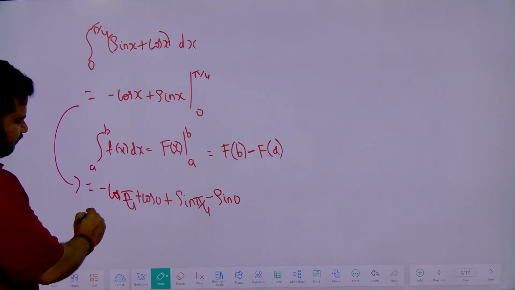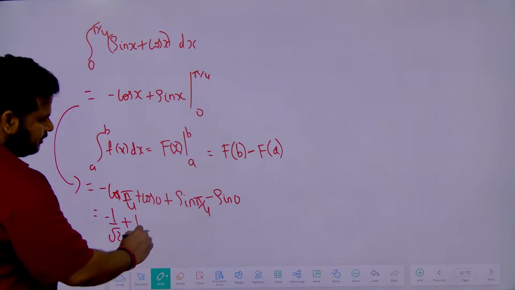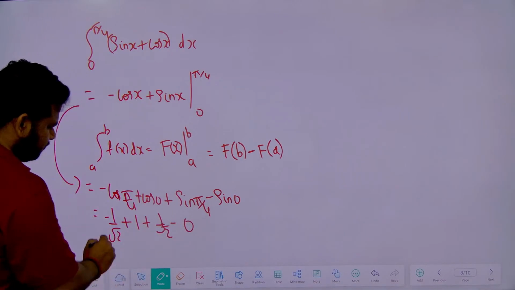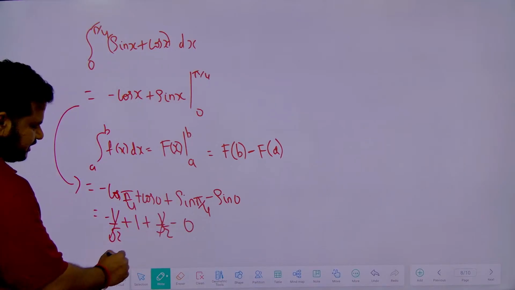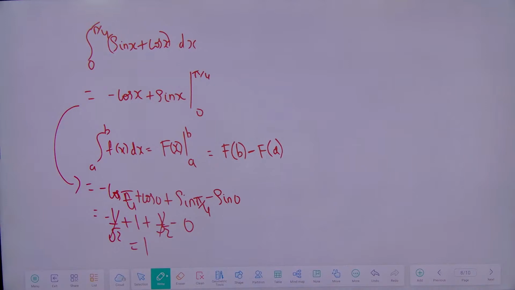So what is cos pi by 4? Minus 1 by root 2. Cos 0 is 1. Sin pi by 4 is 1 by root 2. Sin 0 is 0. So minus 1 by root 2 plus 1 by root 2 cancel, 0 is there, anyway leave it. So what will be the answer? 1. Understood? This is how we can solve this question.